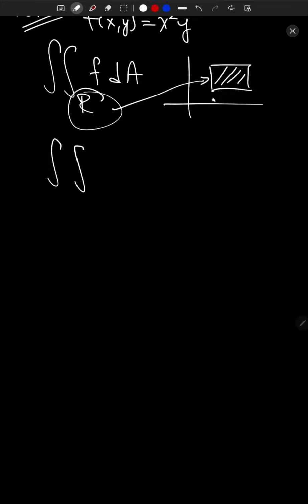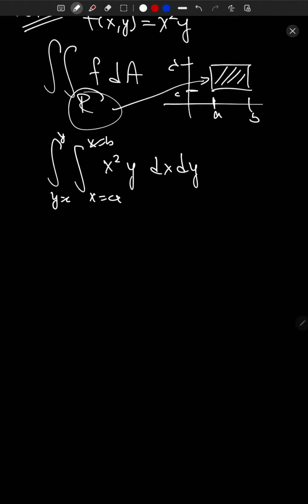All right, so in the last section, we integrated a to b, c to d. And it was very straightforward in terms of setting up the integral. It was just, for example, if you wanted to do dx dy, x equals a to x equals b, y equals c to y equals d.